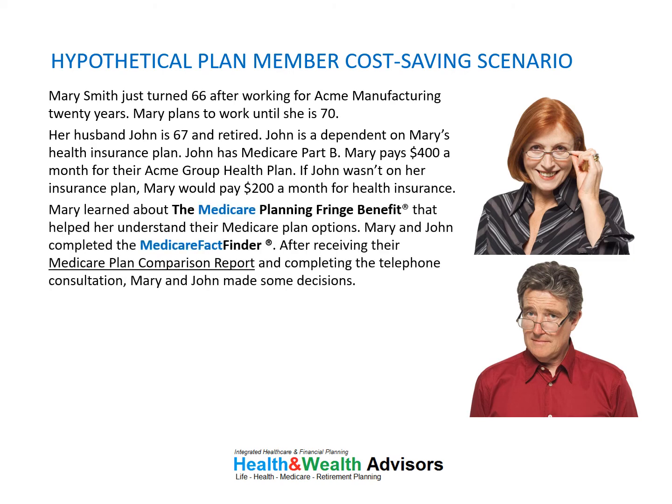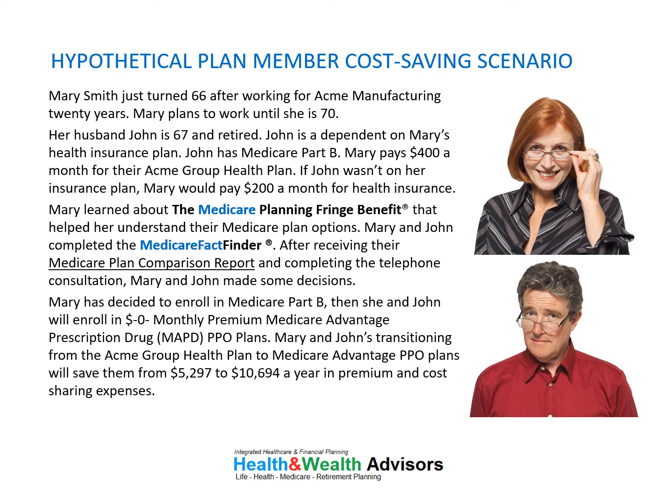Mary learned about the Medicare Planning Fringe benefit that helped her understand her Medicare plan options. Mary and John completed the Medicare Fact Finder. After receiving their Medicare plan comparison report and completing the telephone consultation, Mary and John made some decisions. Mary has decided to enroll in Medicare Part B. Then, she and John will enroll in $0 monthly premium Medicare Advantage PPO plans. Mary and John's transition from Acme's health plan to Medicare will save them from $5,300 to over $10,000 in annual premiums and cost-sharing expenses.